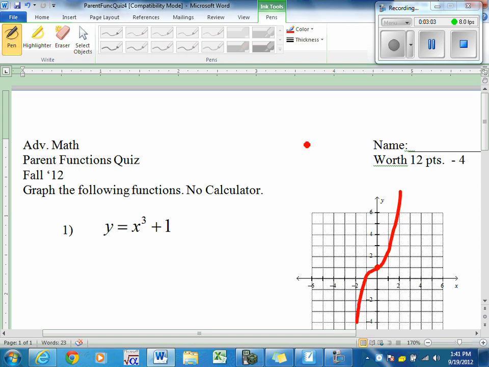Tomorrow we'll take one more of these parent function quizzes, and we'll also take a regular quiz tomorrow just to remind you, and then that'll give you a chance to hand in whatever one you did the best on.